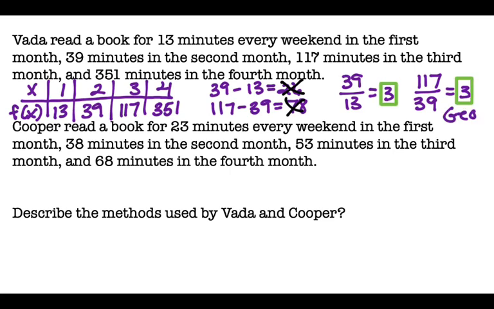Going on to Cooper. Cooper read a book for 23 minutes the first month, 38 minutes the second month, 53 minutes the third month, and 68 minutes the fourth month.